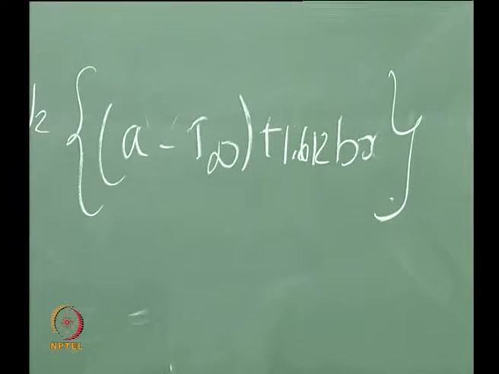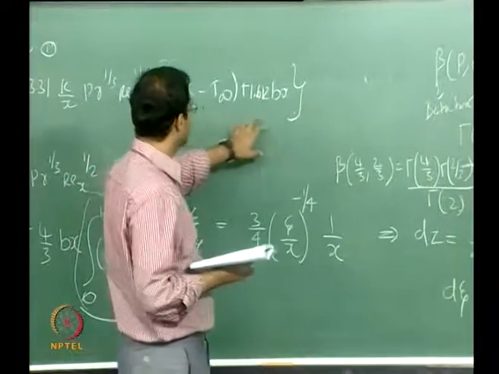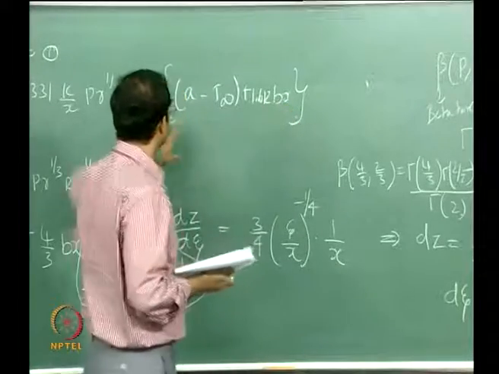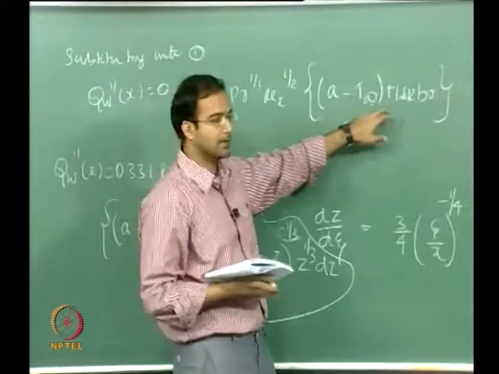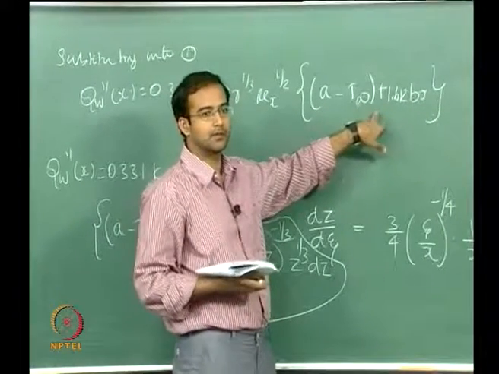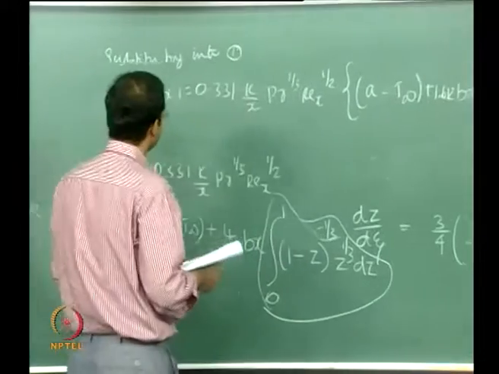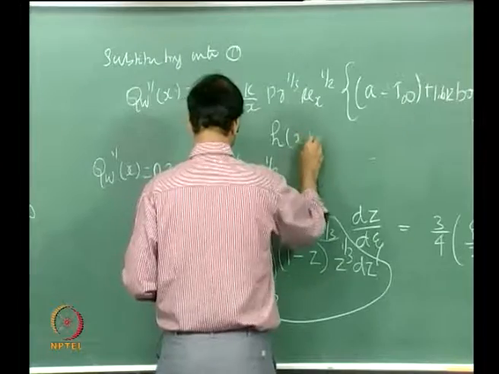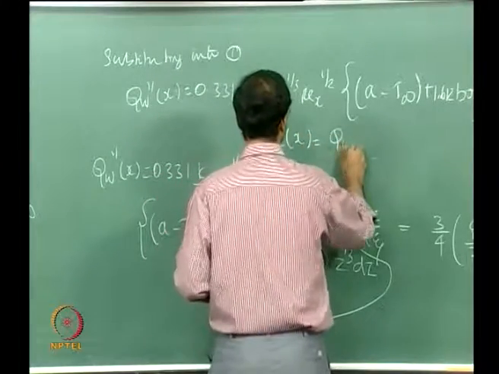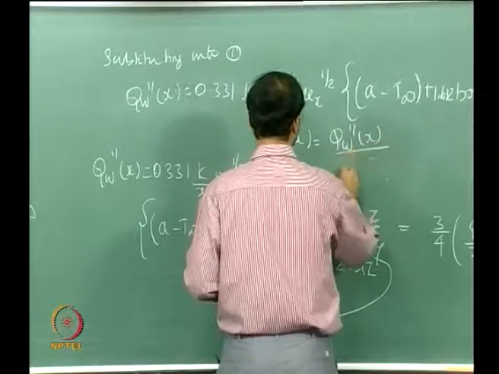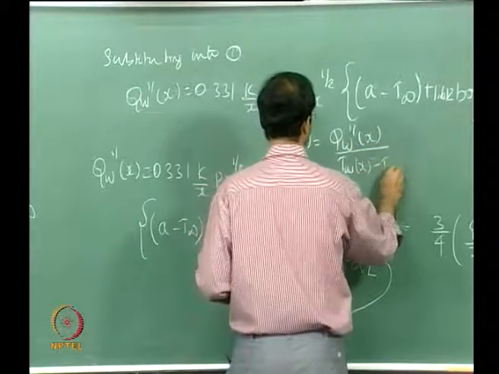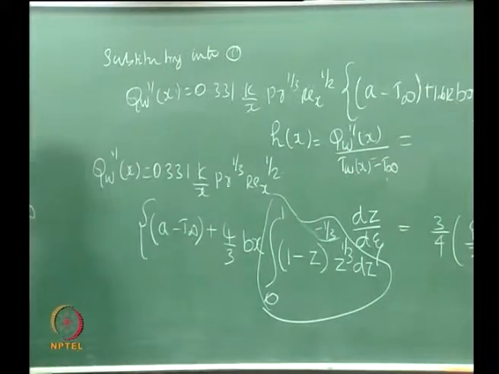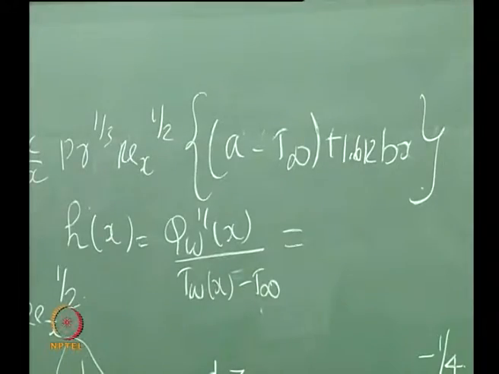Okay. So now we have a complete expression which gives you the variation of heat flux with respect to x, provided you know your constants A and B and you know the free stream temperature T infinity. Alright. So now from this the heat transfer coefficient can be defined. So h of x can be defined as q wall double prime of x by T wall of x minus T infinity, okay. Now T wall of x minus T infinity can be written as A plus Bx minus T infinity.